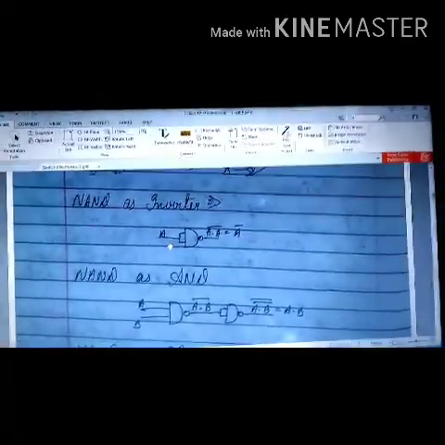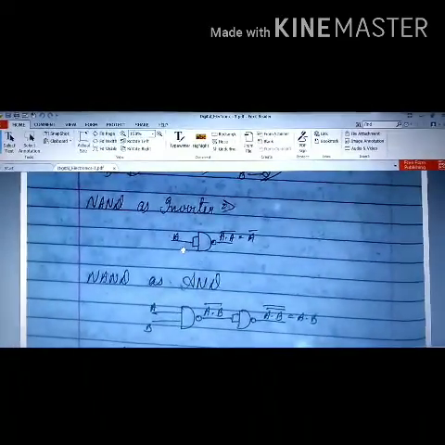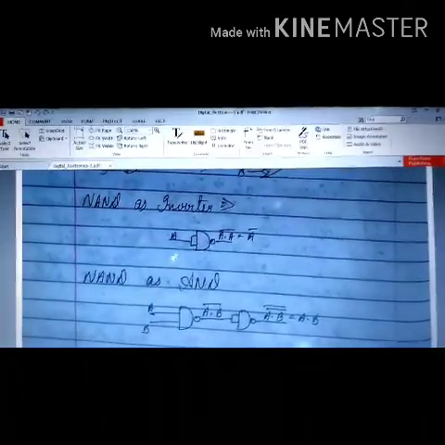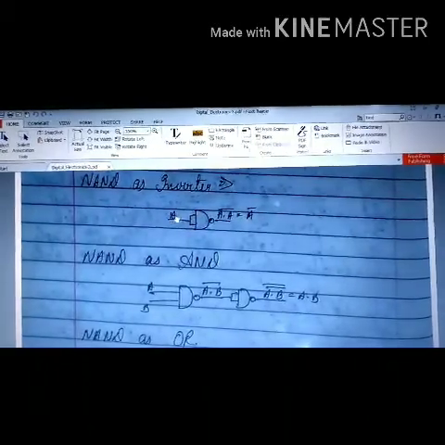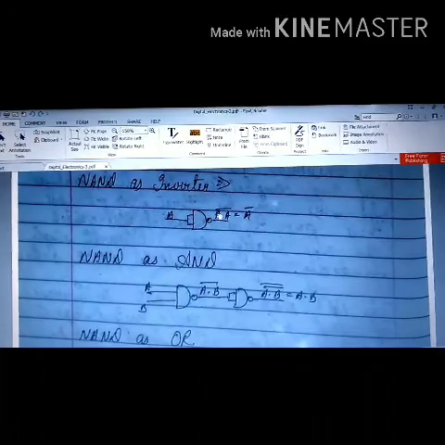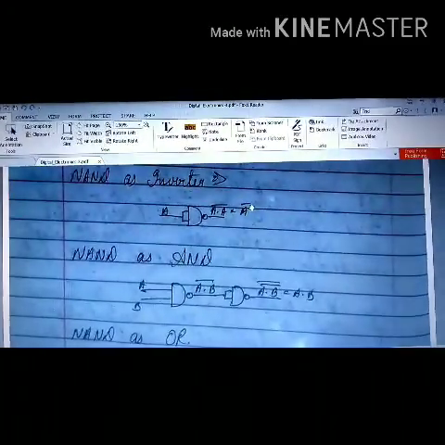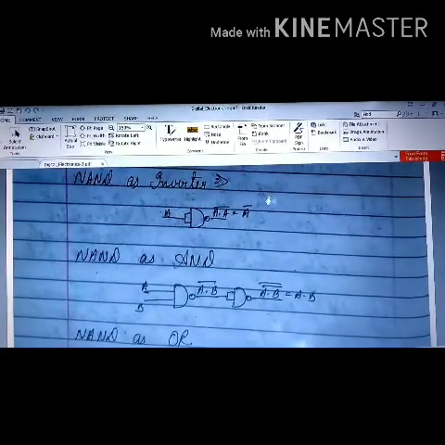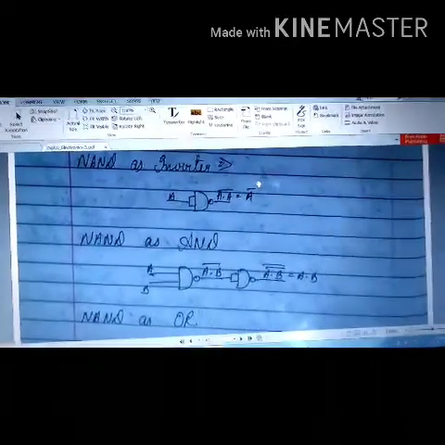Then NAND as an inverter. Since NAND is a universal gate, it can be used as inverter, AND gate and OR gate. So let us see how. This is a basic NAND gate. If we short the inputs of the NAND gate and A is at those inputs, then we will get (A dot A) whole bar. Now A dot A is A, so therefore we will get A bar as the output. So when input is A, we are getting output A bar. So this is a circuit for NAND as an inverter.